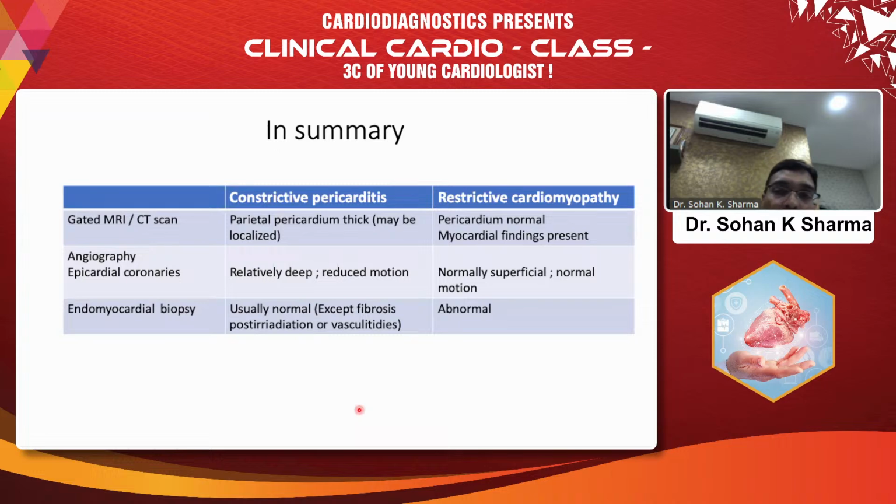After this CT and MRI we have just discussed, angiography may be normal in both the conditions, and endomyocardial biopsy may be needed sometimes to differentiate the myocardial involvement in restrictive cardiomyopathy. In the last, we've done all these things. Sometimes there is still a confusion in the diagnosis.